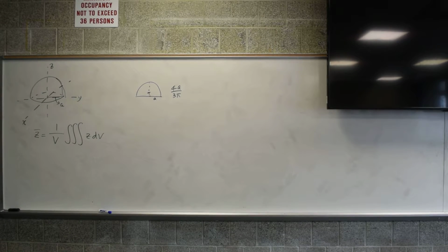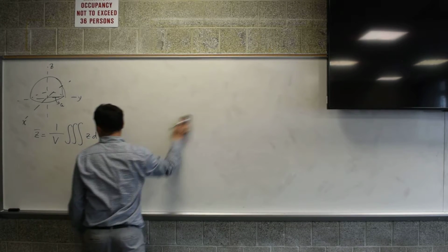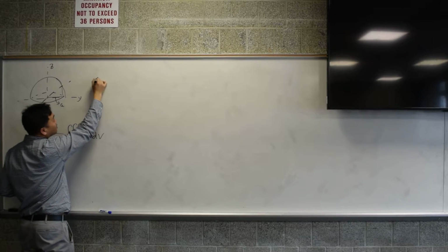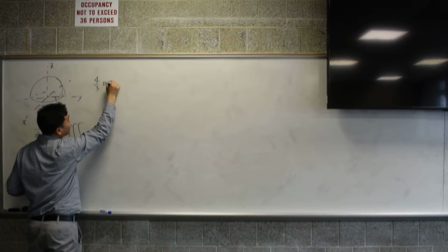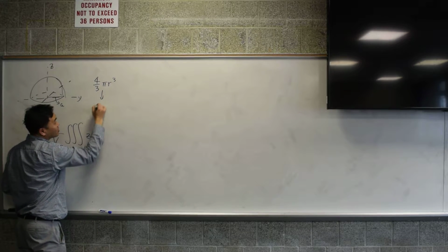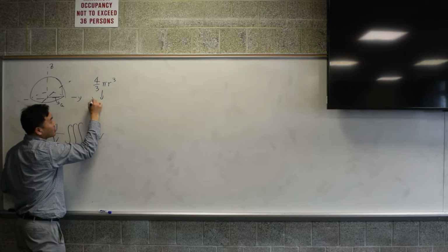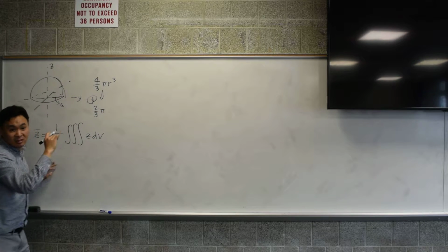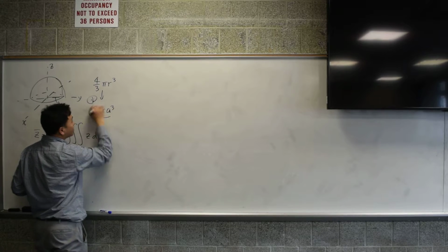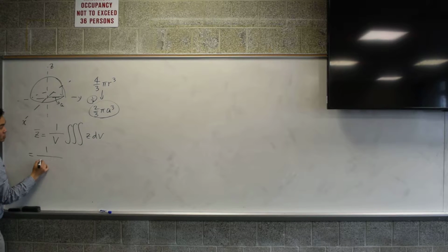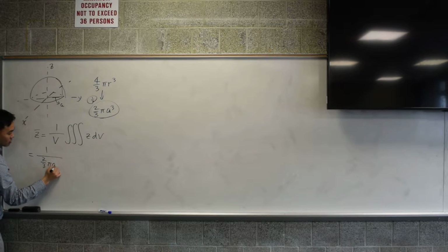So let's actually do the computation. For the volume, do you remember the volume of the sphere? 4/3 pi r cubed. Now this is half a sphere, so we use 2/3. And the radius is a. So that's the volume we're going to use for V. It'll be 1 over (2/3 pi a cubed).